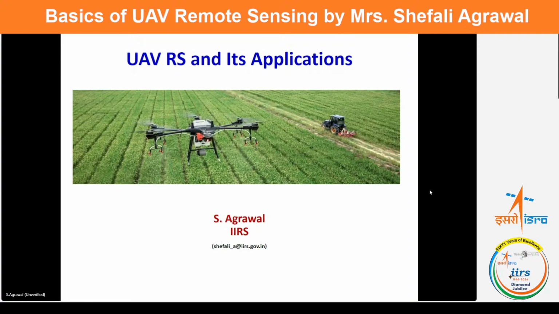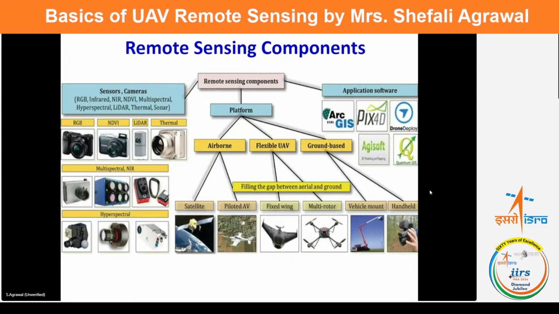So to begin with, as you all are aware about remote sensing, it is basically observation or collection of data from a distance. There are three common platforms in remote sensing: satellite-based platforms, aircraft-based platforms, and ground-based platforms, which have traditionally been used.